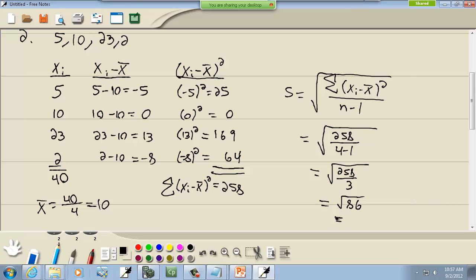And then the square root of 86. If I plug that in my calculator, I get 9.3. That would be my sample standard deviation. Now I put S there to represent the sample standard deviation.